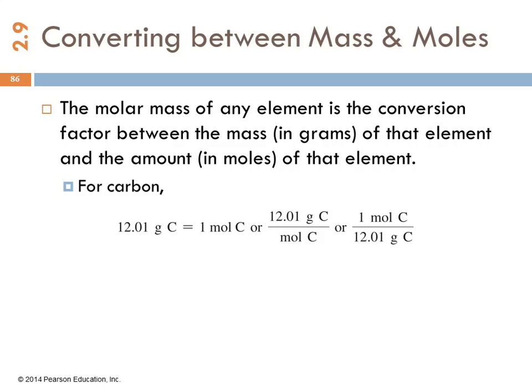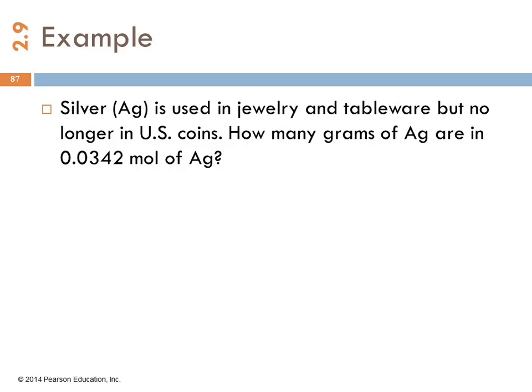So that molar mass, and this is super, super important, the molar mass in grams per mole is what we're going to use to convert between grams and moles. So we take 12.0 grams of carbon is equal to 1 mole, and we can make 2 conversion factors out of that. 12.01 grams per mole or 1 mole per 12.01 grams. So let's use that in a problem.